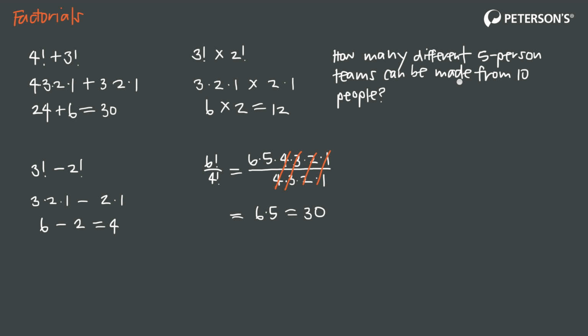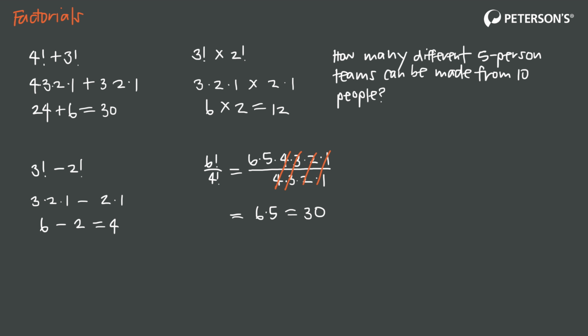So this problem asks, how many different 5-person teams can be made from 10 people? So basically, imagine that we have 10 people standing around in a group, and we want to divide them into 5-person teams. In other words, we're going to have 2 teams of 5. And we want to know all of the different ways that we could arrange these 5 people.